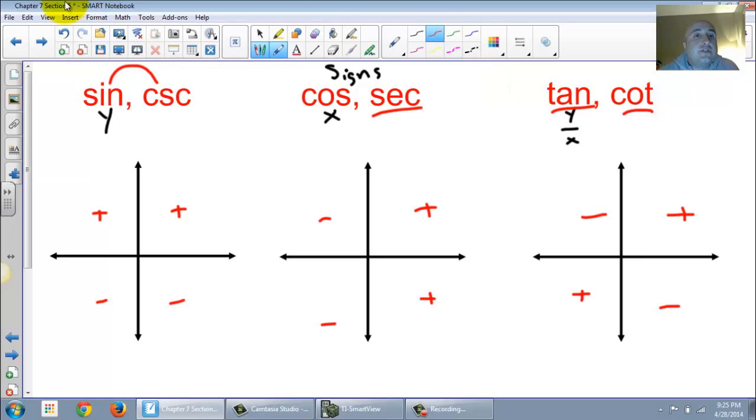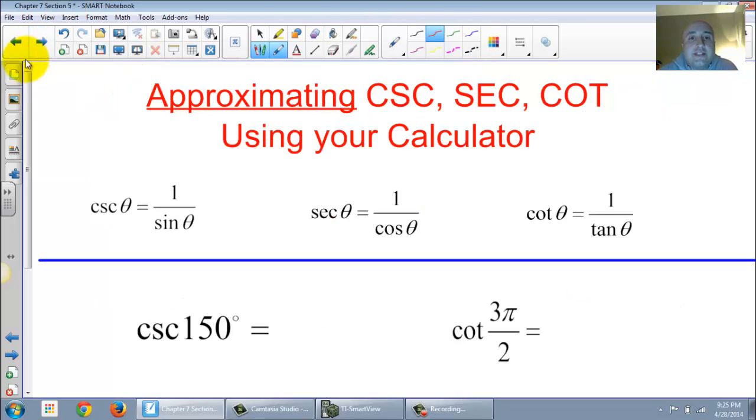Okay. So now let's look at some approximating. We can approximate these using our calculator. Now there is no cosecant button on the calculator. There's no secant button, and there is no cotangent button. We do not hit the second button. Those are inverses, not cosecant, secant, cotangent.